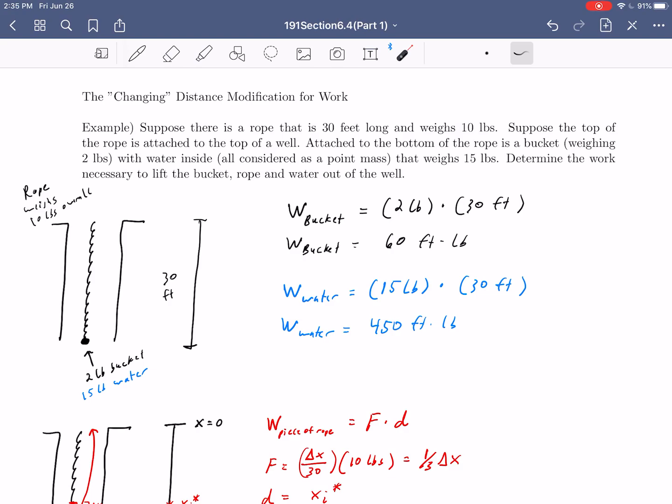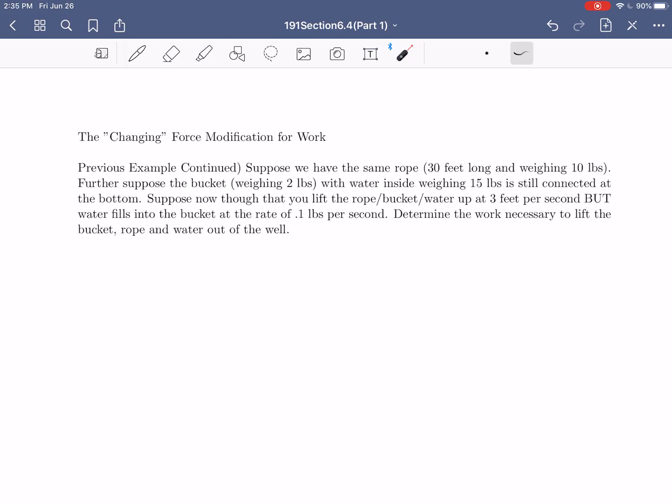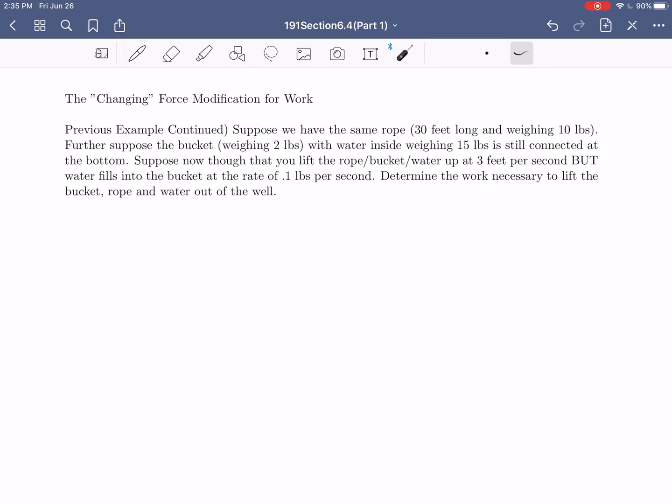Now, let's go ahead and redo this example with an extra consideration. Let's imagine now that the water weight that's there is actually changing. So we're going to have basically the same setup, but I want to consider an extra modification here. So now I'm going to call this the changing force modification for work. So we're going to suppose we have the same rope, 30 feet long and weighing 10 pounds.